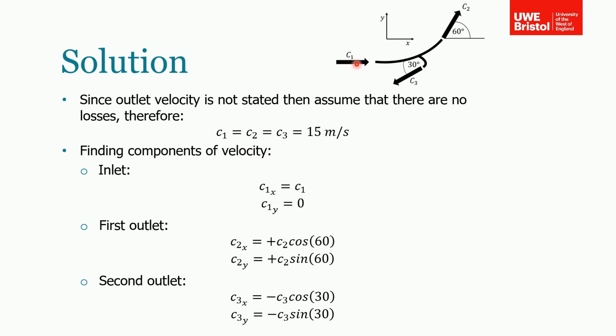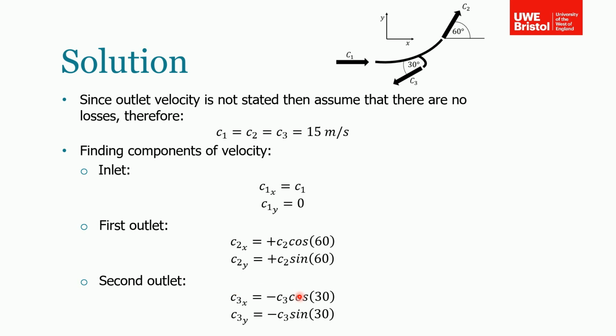Because we've got a change in direction, we now need to resolve and find the components of velocity in each direction. So if we consider our inlet, in the x direction we've got C1 velocity, and because this is horizontal, there is no y component of velocity, so that's equal to 0. And for the first outlet, which has velocity c2, the x component is cos 60 times that velocity, and the y component is sine 60 times c2. So we're just using trigonometry with that angle.